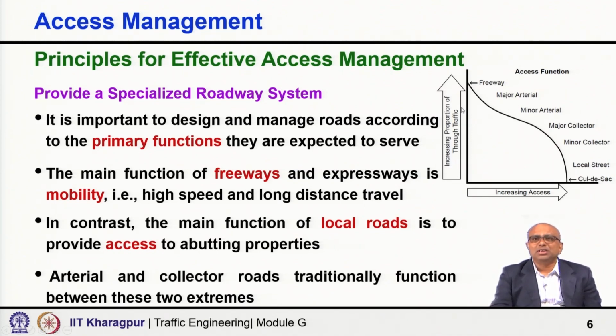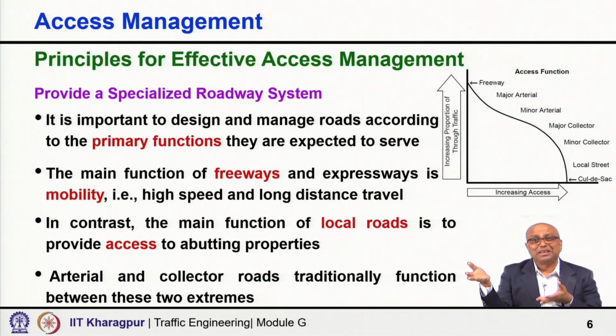One way you have mobility, one way it has accessibility, and as the mobility is increased, accessibility has to be reduced. If the accessibility is increased, the mobility has to be reduced. So, we cannot achieve high accessibility and high mobility.